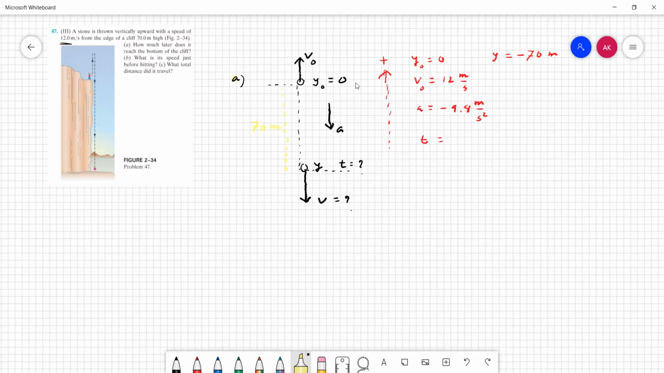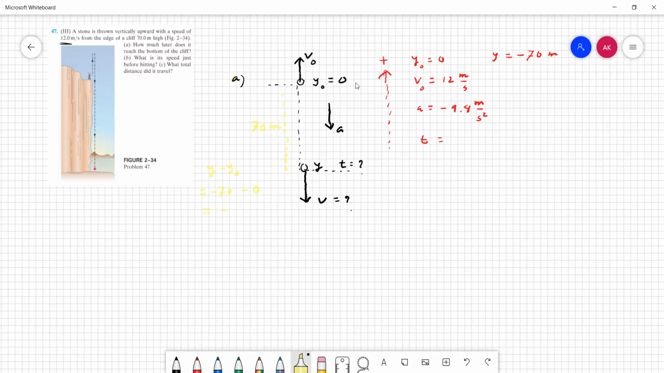70 meters. So we know that the difference in position must be 70 meters. If y naught is equal to 0, y must be negative 70. So that way, let's just see y minus y naught, what it gives us. If y is negative 70 and y naught equal to 0, how much are you going to get?